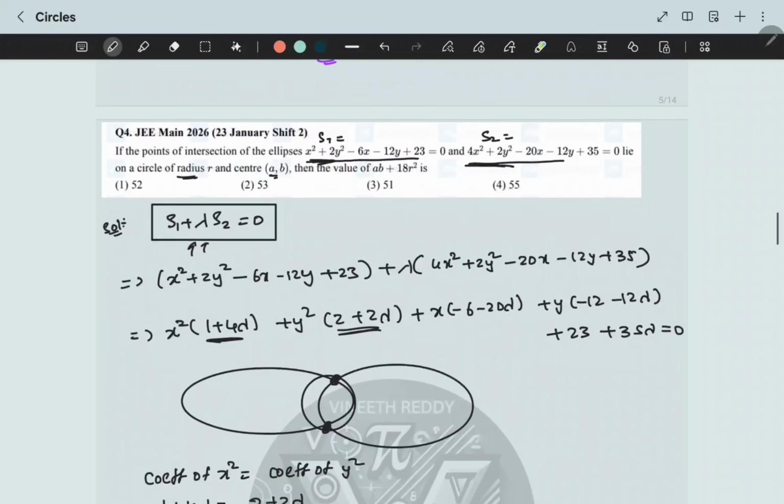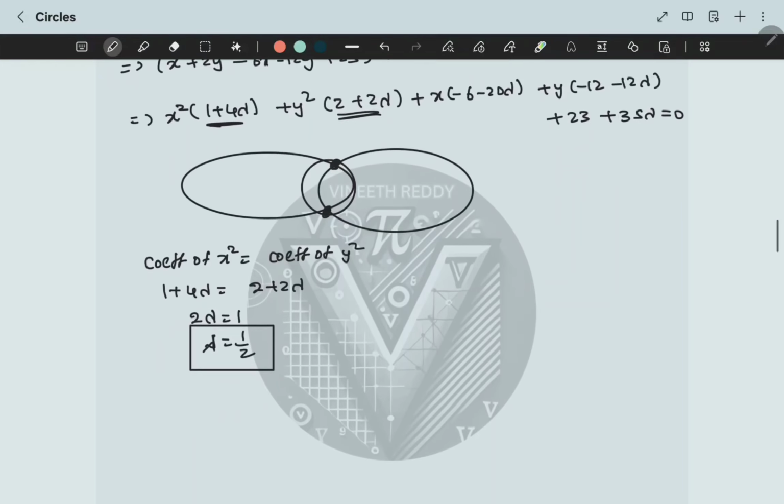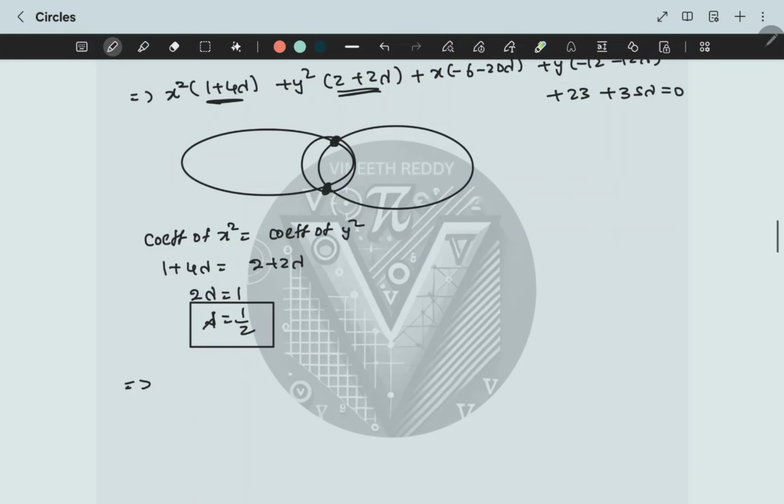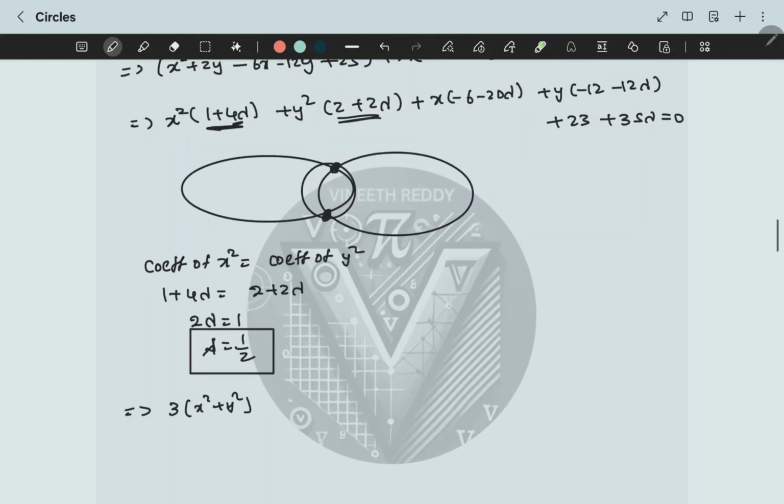So what is he asking here? He's asking the center and radius of the circle. Since 2 lambda is 1, that means 4 lambda should be 2. So 2 plus 1 is 3. So we get 3 into x square plus y square. Coefficient of x square and coefficient of y square should be same. Lambda is 1 by 2. So here we get minus 10, minus 6 is minus 16x. And here we get minus 6 minus 12 minus 18y.